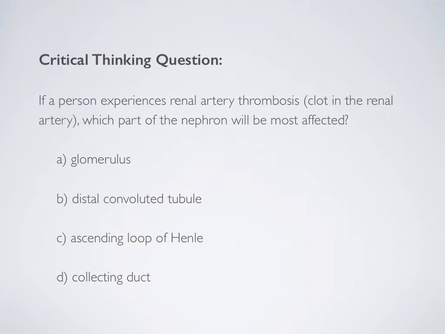So here's a critical thinking question for you. If a person has renal artery thrombosis, and the renal arteries are the arteries coming off from the abdominal aorta, so they're the main big arteries feeding the kidneys. So if you have renal artery thrombosis, which part of the nephron will be most affected? And you can discuss with each other.